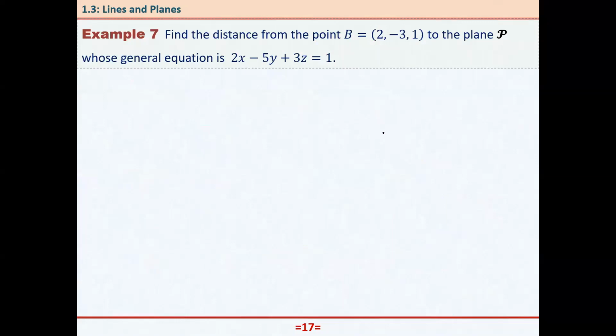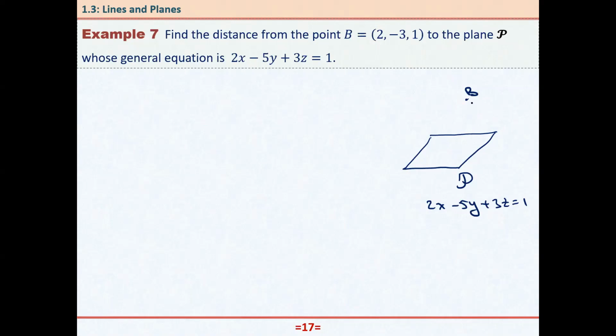Another question. Now find the distance from the point to the plane P, whose general equation is this. Okay. How do you evaluate this? We will actually use a similar idea. Here we are given a kind of plane. Let's say this is our plane. And this equation is 2x minus 5y plus 3z is equal to 1. And here we are given a point. Let's say this one is point B, whose coordinates are 2, -3, and 1.